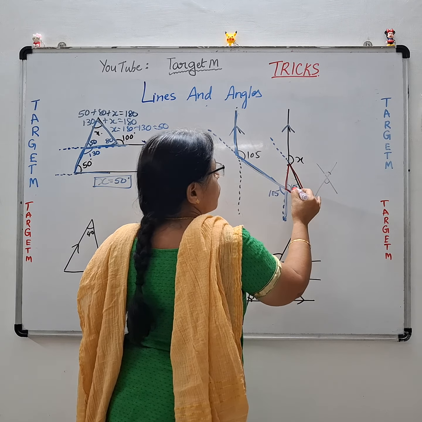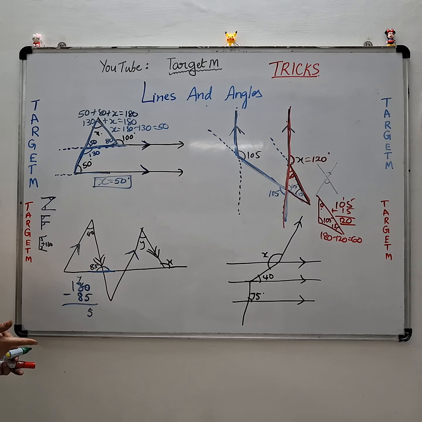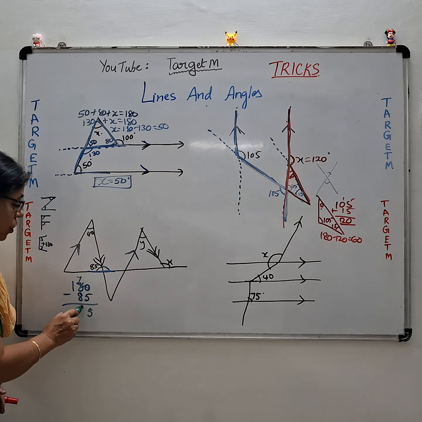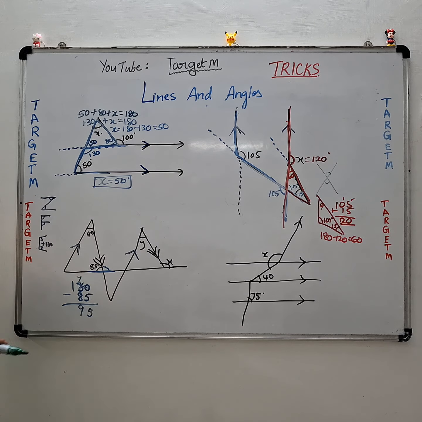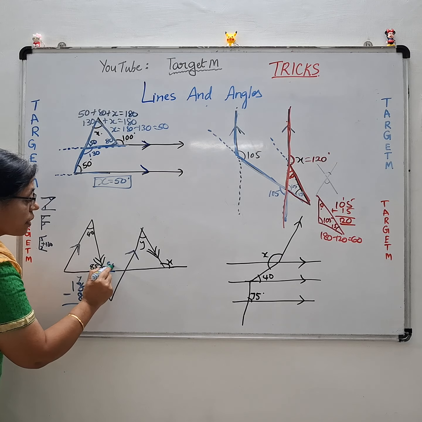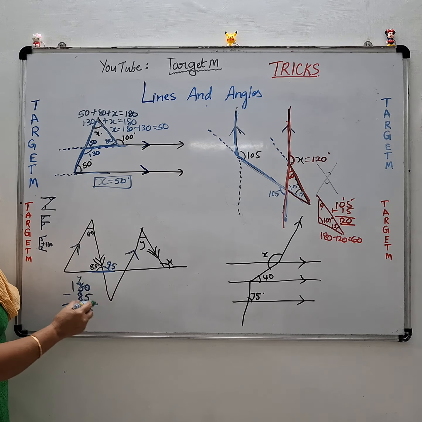Now here I am taking this as 85 degrees, which is given here. If it is 85, how much is this part? Because this is a linear pair, 180 minus 85. That is how much? 10 minus 5 is 5, this is 7, so 8, 9, 10, 11, 12, 13, 14, 15, 16, 17. So you are getting 95 here. So this is 95.